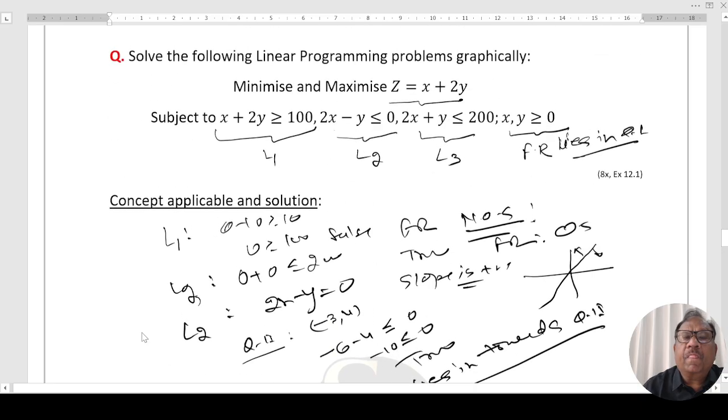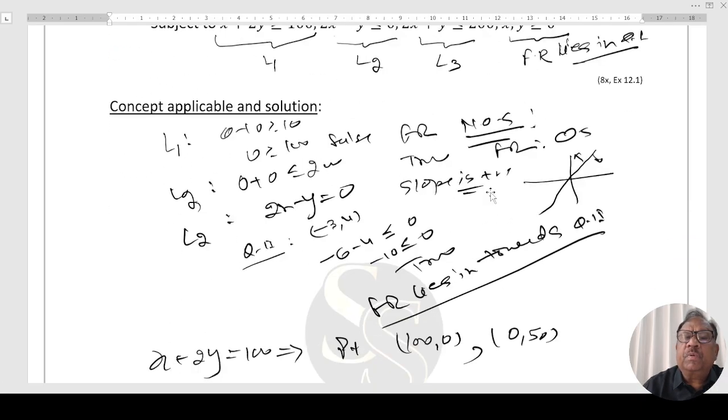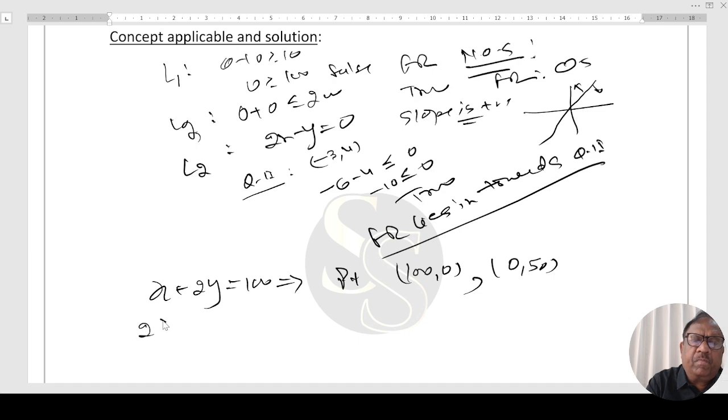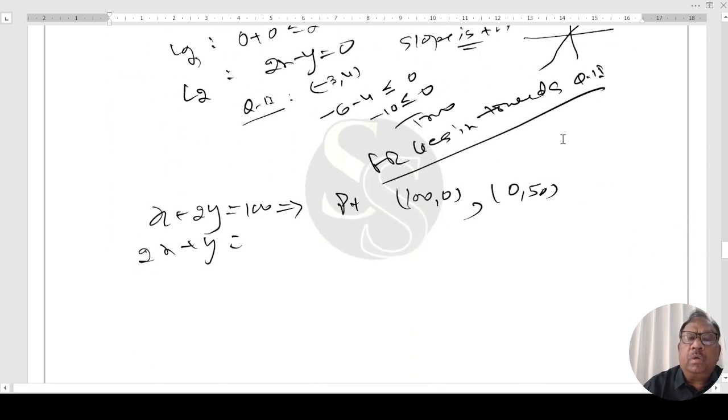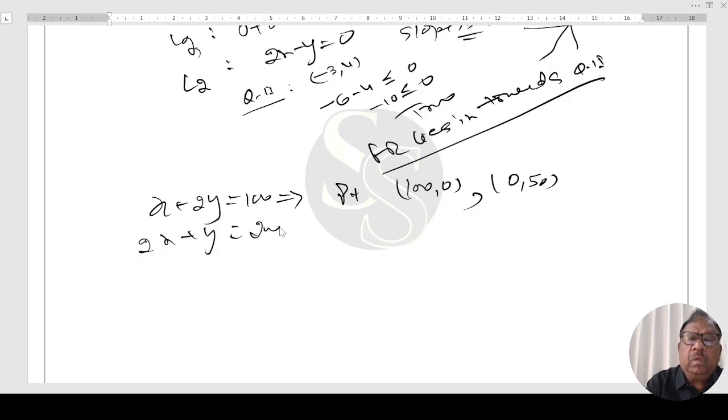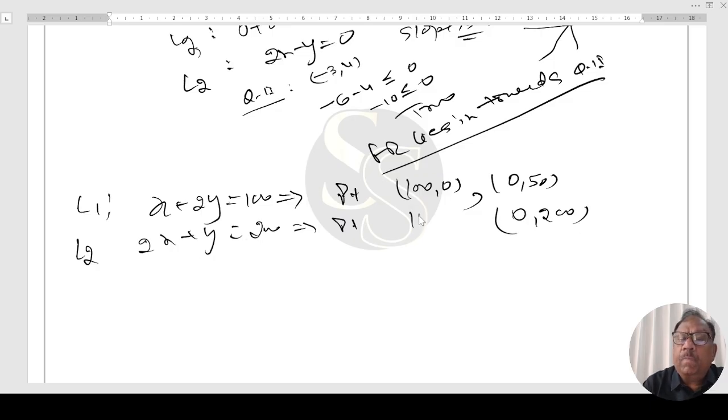Second line is, third line is 2x plus y equal to 200. This is line L1, this is line L2. Then point is x equal to 0 put किया तो y equal to 200. 0, 200. Y equal to 0 put किया तो x equal to 100. Right?